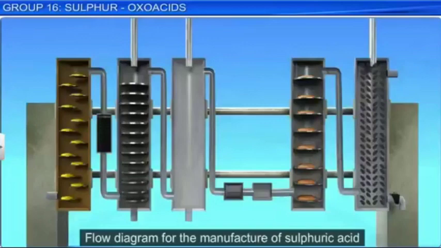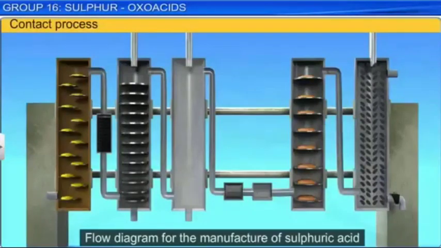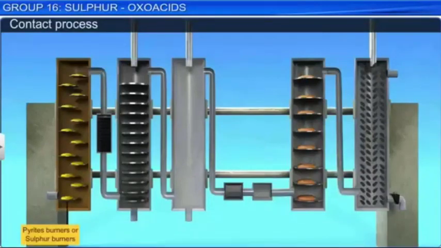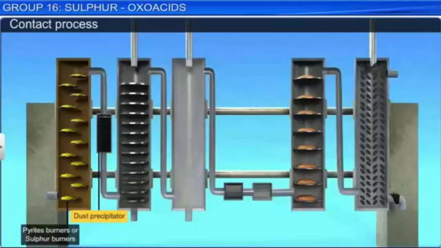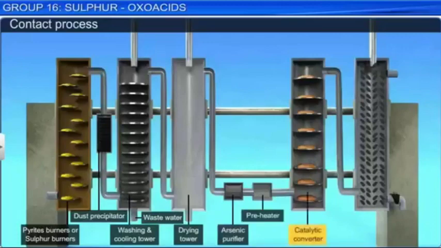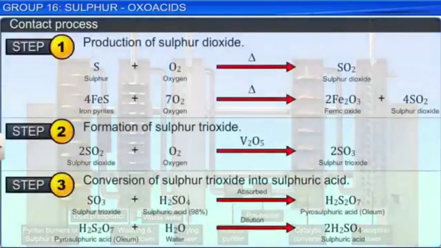The plant used for the contact process is shown here. The plant includes pyrites burners or sulfur burners, dust precipitator, washing and cooling tower, drying tower, arsenic purifier, preheater, catalytic converter, and absorption tower. Let's briefly discuss the different stages involved in the manufacture of sulfuric acid by this process.